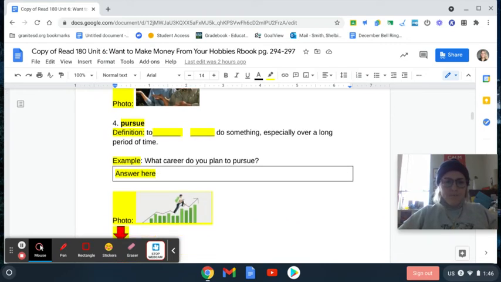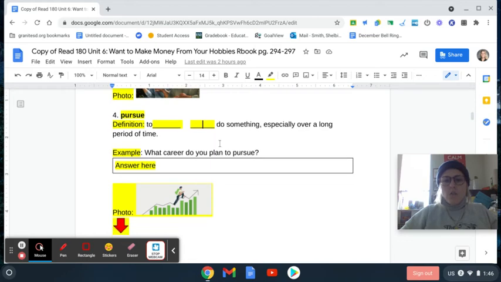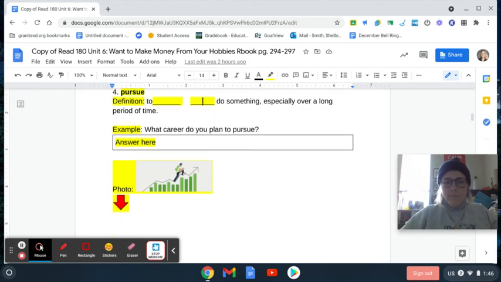And my last word is pursue. So the word is pursue, definition to try to. So there's 2 spots, to try to do something, especially over a long period of time. So the question is, what career do you plan to pursue? What is something that you want to try to do? It might not be your first job, right? Because remember, pursuing is to try to do something over a long period of time. So what is the career you want to pursue?